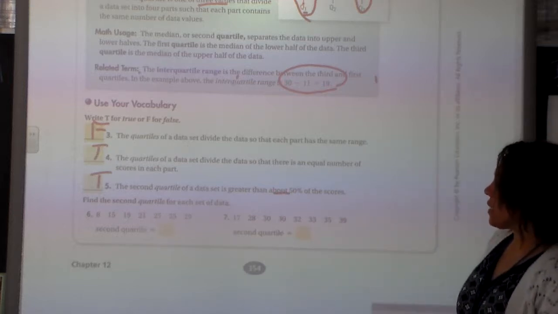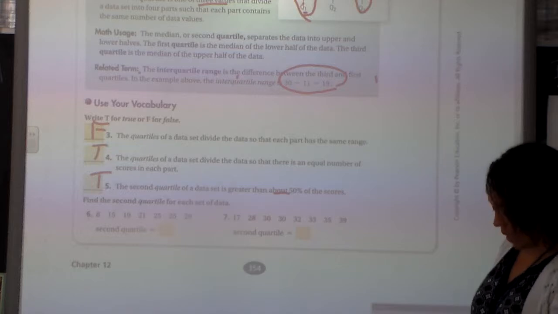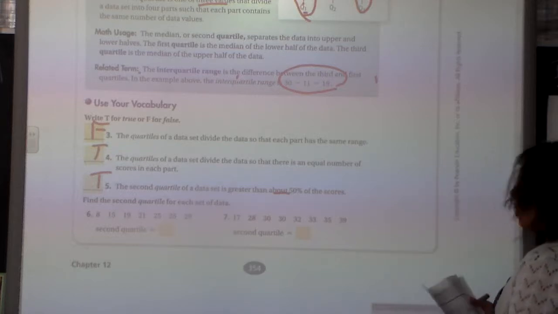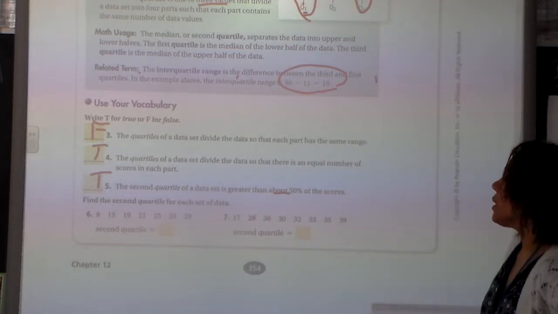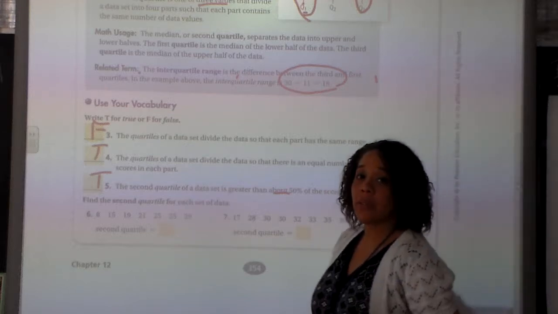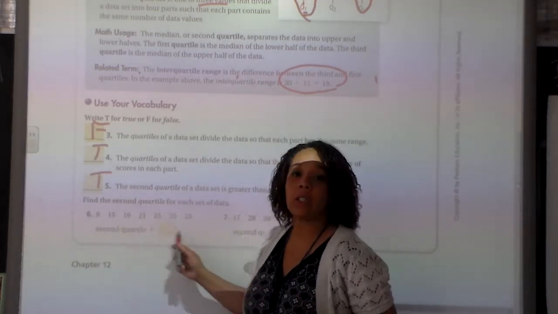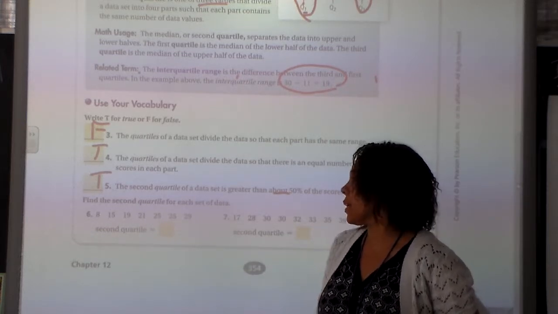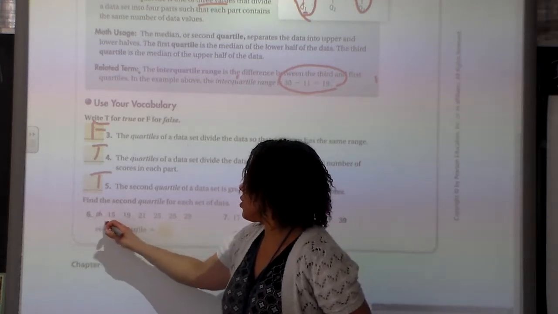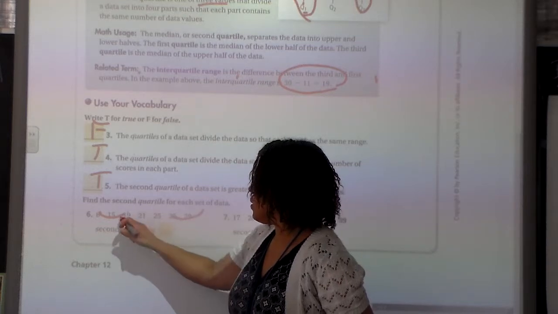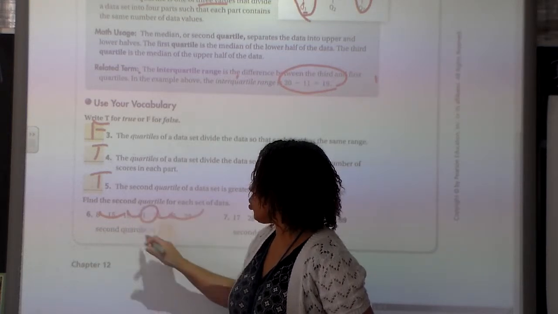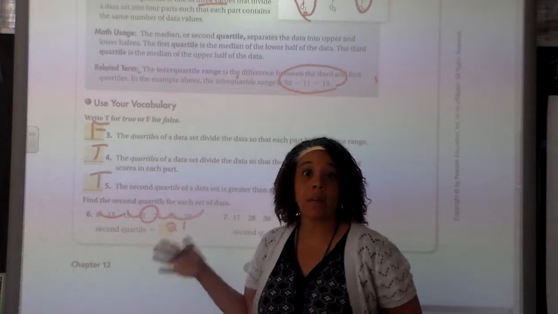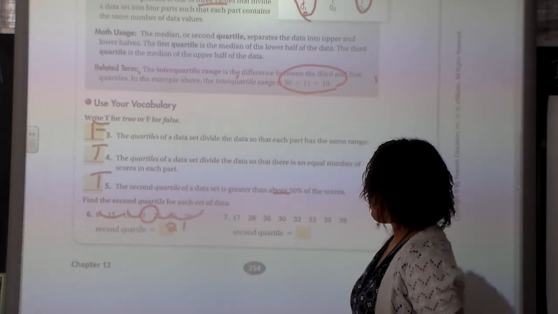It says find the second quartile for each set of data. Well, the way we find the second quartile is, number 1, the data set is already listed from least to greatest, and we have to find the middle number. So I'm going to come over 2, over 2, over 1, over 1, and 21 is right smack dab in the middle of that data set.